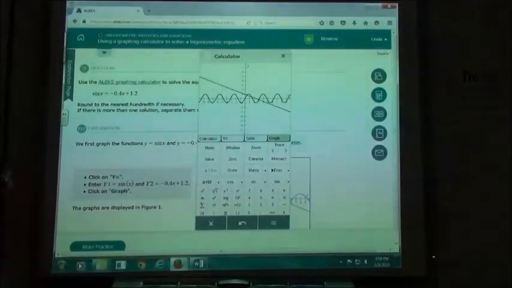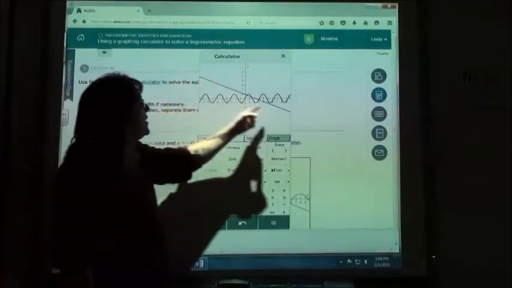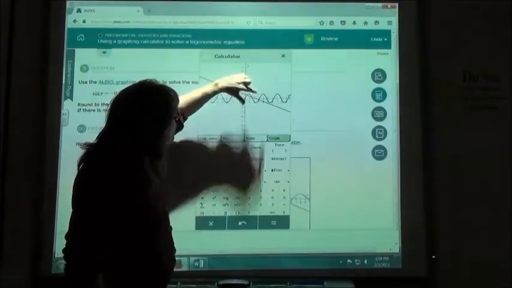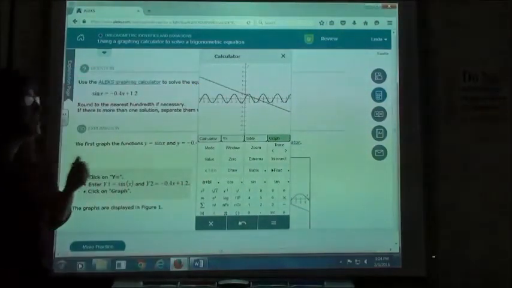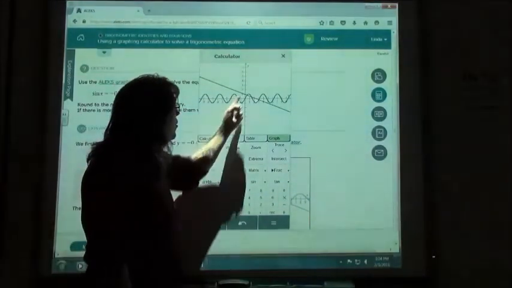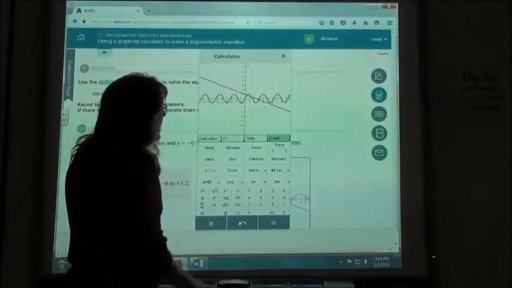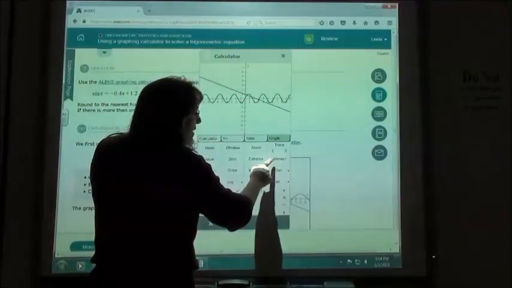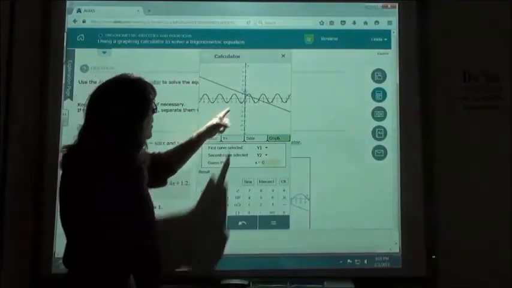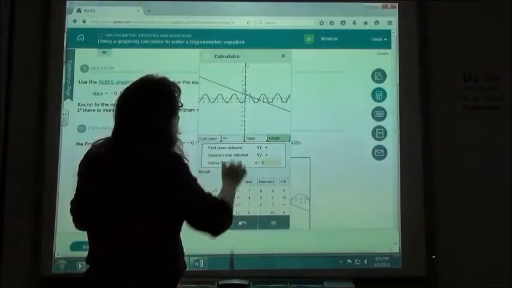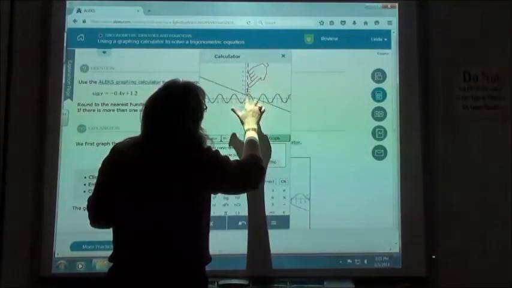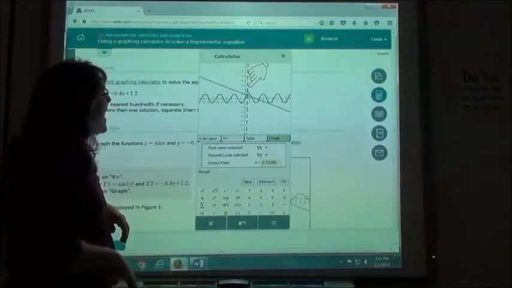So what we're looking for is where these two things intersect each other. There's 1, 2, 3 intersections, so we're actually going to end up with 3 answers. In order to find those intersections, we're going to click on this thing here where it says intersect. It's going to bring up some little arrows. We want to drag those arrows close to an intersection. So in this case, I'm going to drag them here. Just close, it doesn't have to be exactly on.